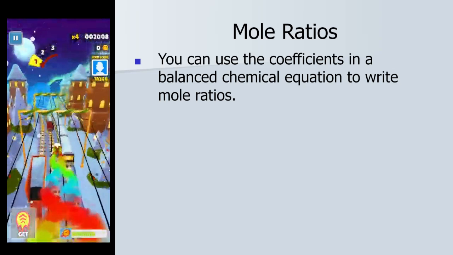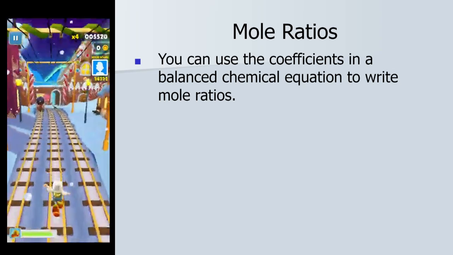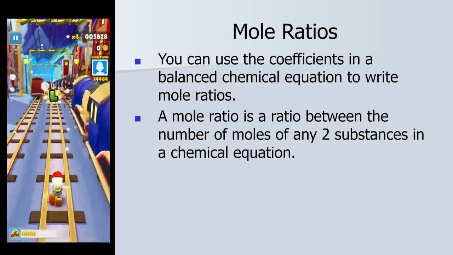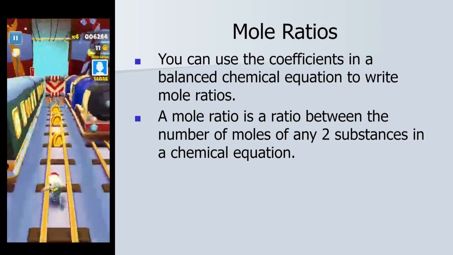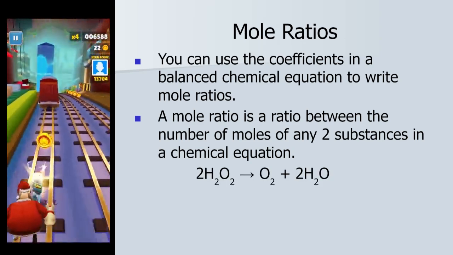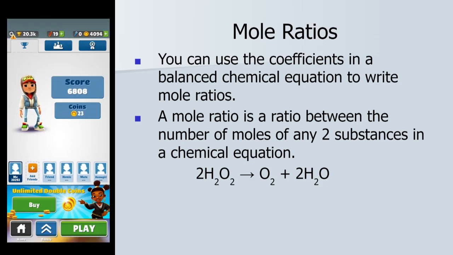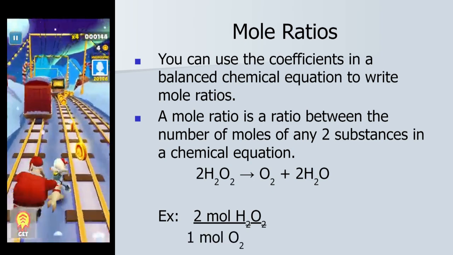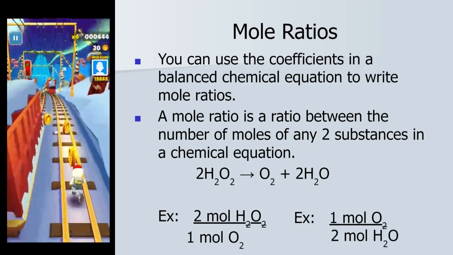Now, discussing what mole ratios are. Well, these can be used to find the coefficients in the balanced chemical equation to write our mole ratios. It is essentially a ratio between any number of moles of any two substances in a chemical equation. For example, we have 2H2O2 decomposing to create O2 plus 2H2O. Our mole ratio between H2O2 and O2 will be 2 to 1, and our ratio between oxygen and H2O will be 1 to 2.